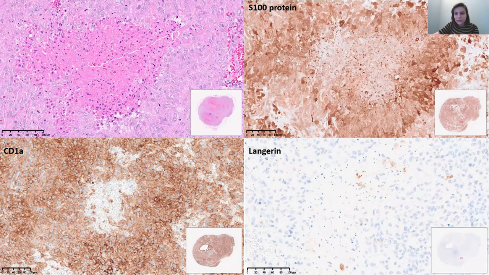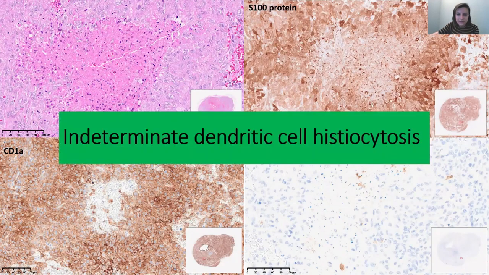By immunohistochemistry, these cells were diffusely positive for S100 protein and CD1a, but were completely negative for Langerin. We diagnosed this case as indeterminate dendritic cell histiocytosis according to WHO 2017 at that time, due to the presence of CD1a and S100 protein expression, as well as Langerhans cell-like, LCH-like cytological features, but absence of Langerin, which is a surrogate marker for Birbeck granules.